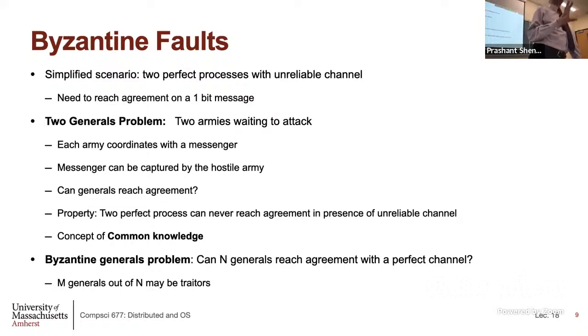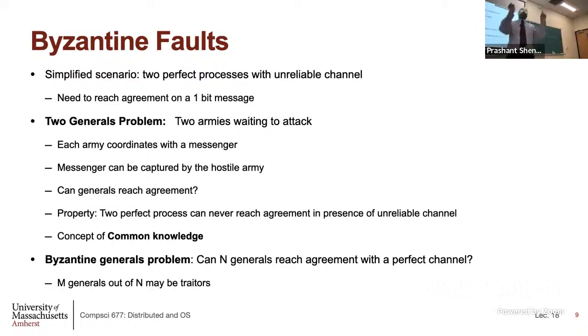So in this case, the network is faulty. The processes are fine. And the question is, can we actually reach agreement? Agreement basically means both processes know this was the message that was sent and the message was delivered successfully, that the network did not do something bad to the message. So we will take this problem and conceptualize it in terms of what is called the two generals problem. Here we are assuming a scenario where there are two armies trying to attack one another.